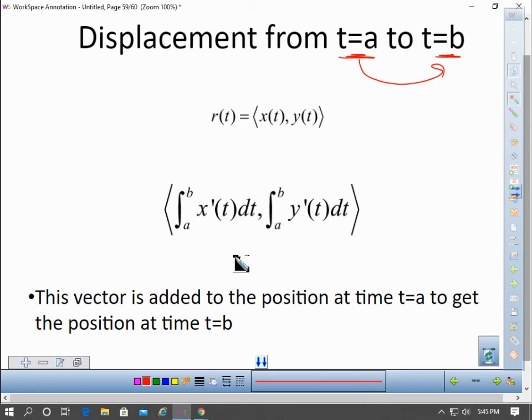So how has your x coordinate changed? How has your y coordinate changed? So you add this component to your starting value at t equals a to get where you are now at t equals b, if that makes sense. So this vector is added, exactly what I said.